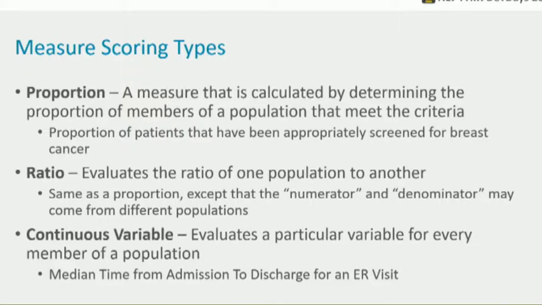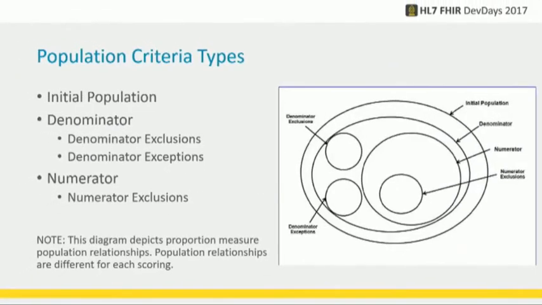And then a continuous variable is one that actually measures some element. So the A1C value as it changes, or the median time from admission to discharge for an ER visit. So those are just standardized scoring types, and then within each of those scoring types, you have different criteria.